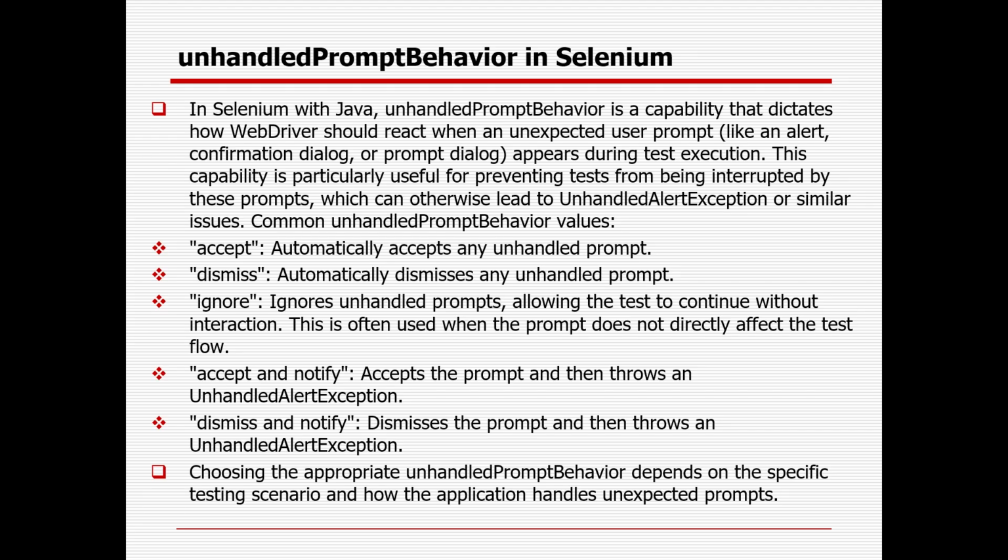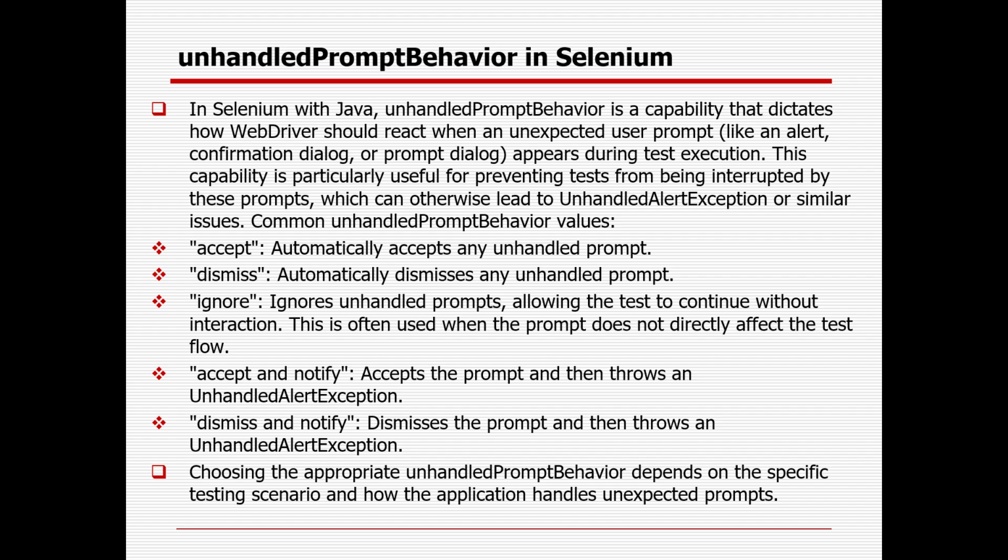Common unhandled prompt behavior values are: accept, which will accept any unhandled prompt; dismiss, which will automatically dismiss any unhandled prompt; ignore, which will ignore the unhandled prompt, allowing the test to continue without any interaction. This is often used when the prompt does not directly affect the test flow. Accept and notify will accept the prompt and then throw an unhandled alert exception, in case an alert or this kind of dialog box or prompt is coming only. Dismiss and notify will dismiss the prompt and then throw an unhandled alert exception. Choosing the appropriate unhandled prompt behavior depends on the specific testing scenario and how the application handles unexpected prompts.